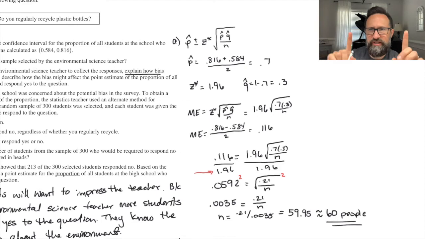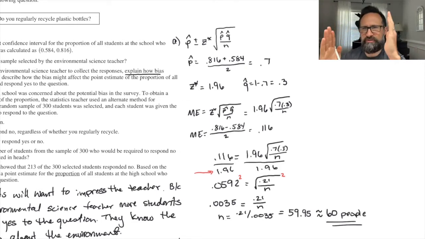A confidence interval is always 2 margins of error wide. So from the upper bound to the lower bound, it's always 2 margins of error. So I subtract to get the endpoints, and then I divide by 2 to get that value. Okay, and you can see that calculation here. The next thing I did was I set the 0.116 equal to this formula here, and worked it out.